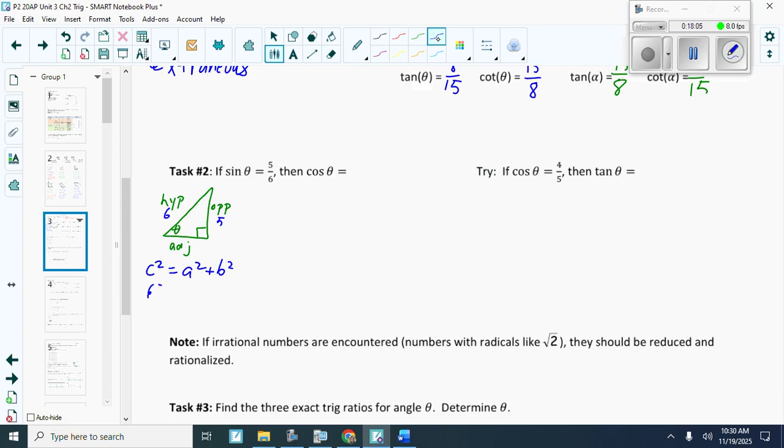We have 6 squared is equal to 5 squared plus something. So 36 minus 25. Okay, so we know that the side, again, no, we're good.